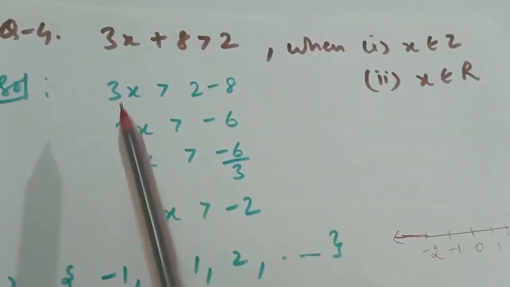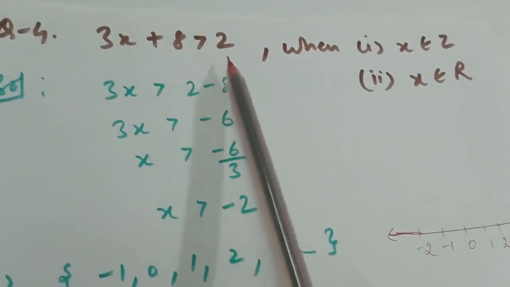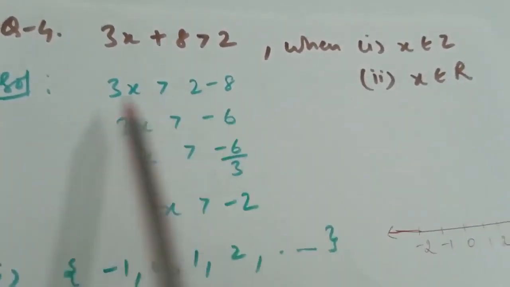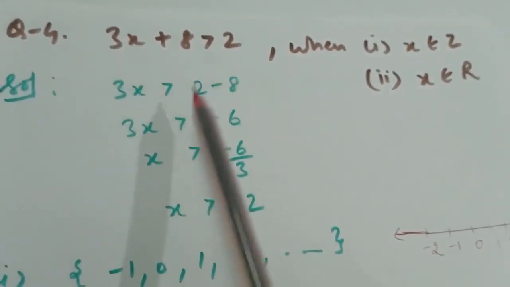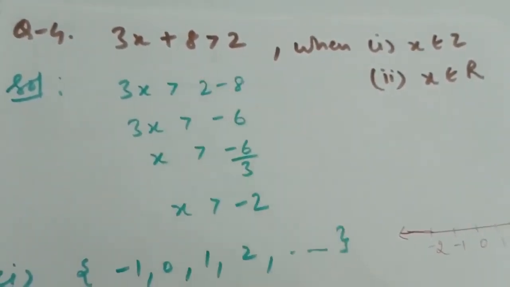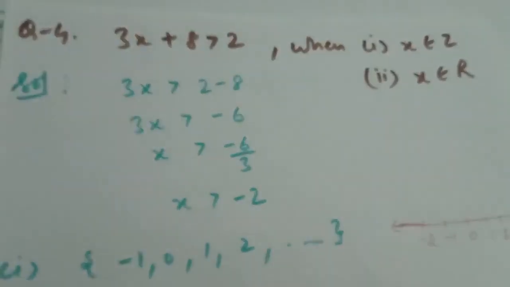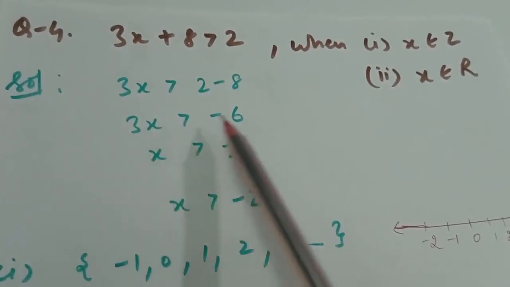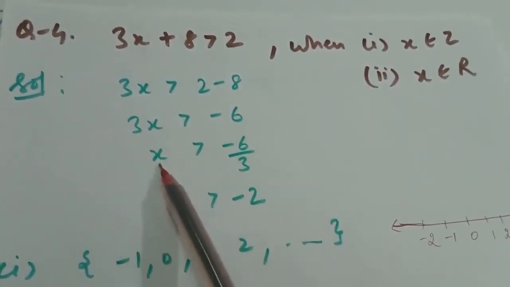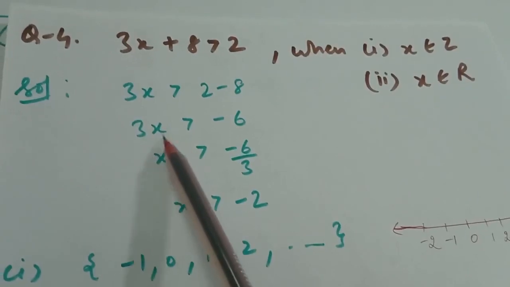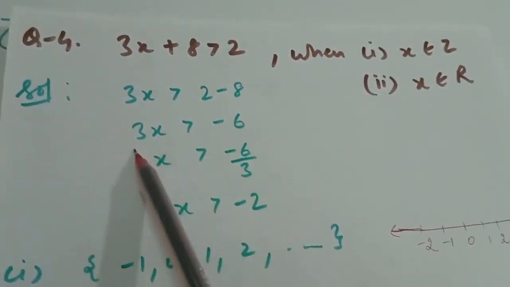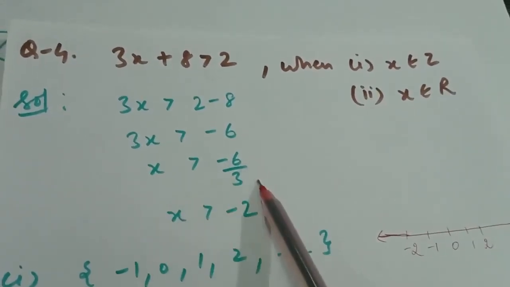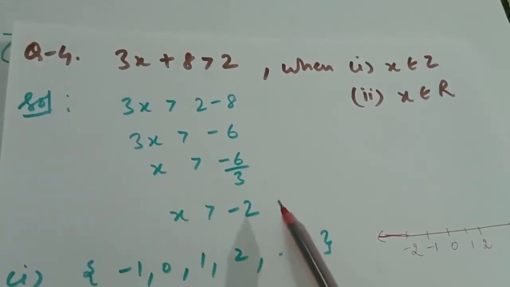Now question number fourth. Solve 3x plus 8 greater than 2 when x belongs to integers and when x belongs to real numbers. So the solution is 3x greater than 2 minus 8, taking 8 that side. Now 2 minus 8 will be minus 6. So 3x greater than minus 6. To find the value of x, we will divide this inequality by 3, so the sign will not change. x greater than minus 6 upon 3, that is x greater than minus 2.